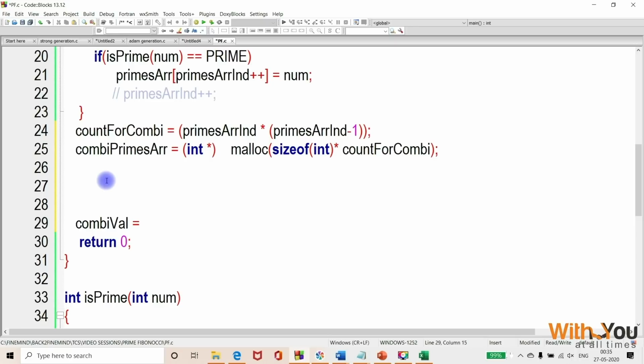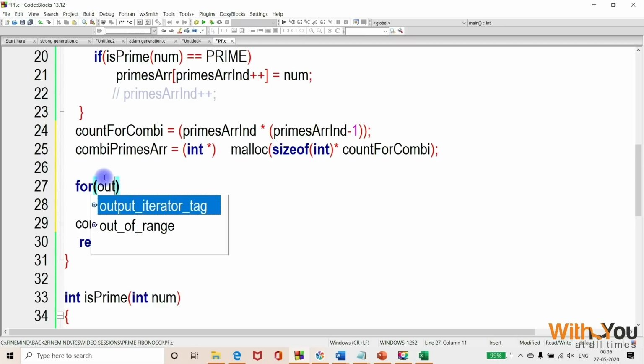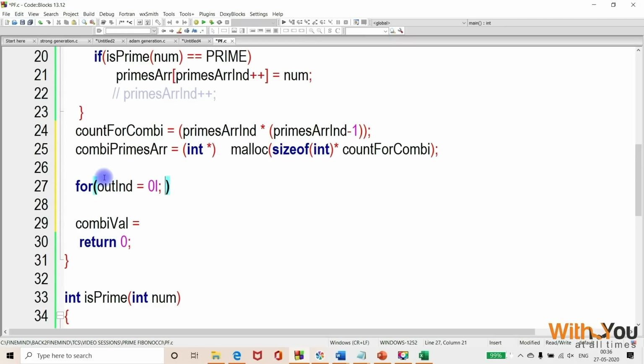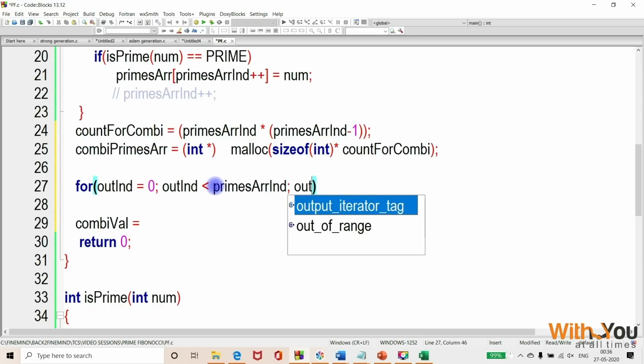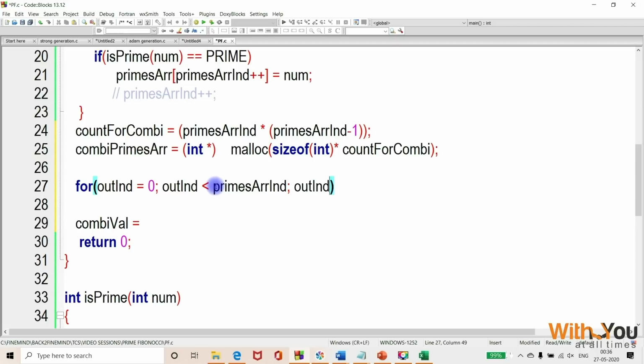Have we done this anywhere? Yes. It's going to be a for inside a for, a nested for. So for nested for, I have a way of doing it. For out IND equal to 0. Okay, standard method. Out IND less than how many? Who's the count? Primes ARIND has got the count. So primes ARIND and out IND plus. Same. You would find that a lot of times we use same code.